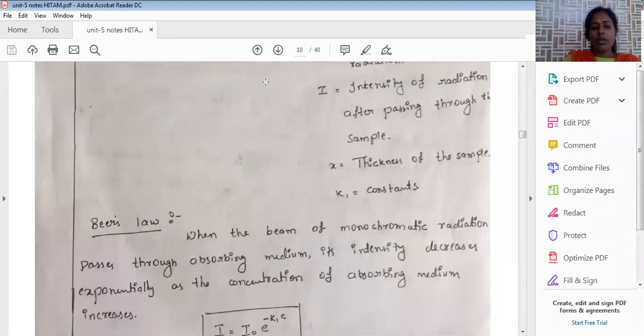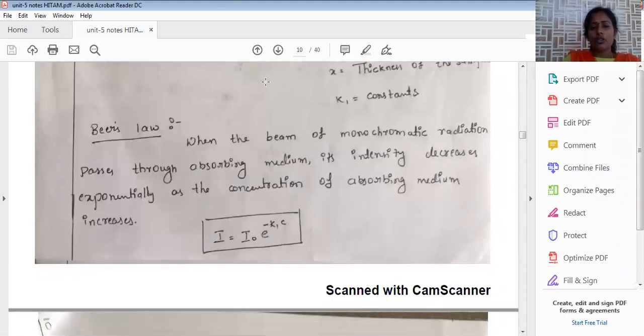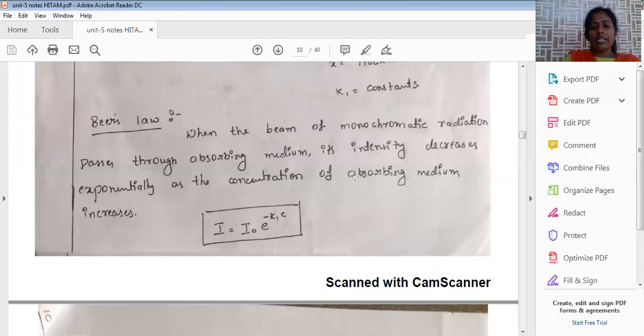Now let us discuss Beer's law. Beer's law is mainly applied to liquid or solution compounds. Lambert's law applies to solids, whereas Beer's law applies to liquids. When a beam of monochromatic light passes through an absorbing medium, its intensity decreases exponentially as the concentration of the absorbing medium increases. Here we measure in terms of concentration because we are considering liquids or solutions. The equation is mathematically represented as I equals I naught times e to the power minus k1 c.